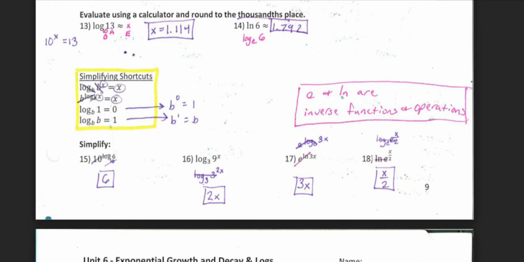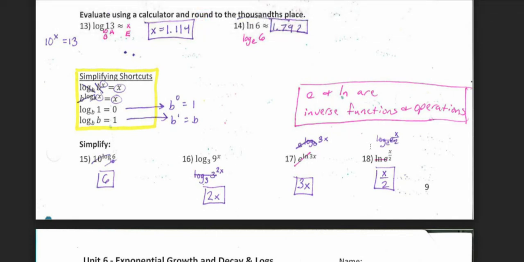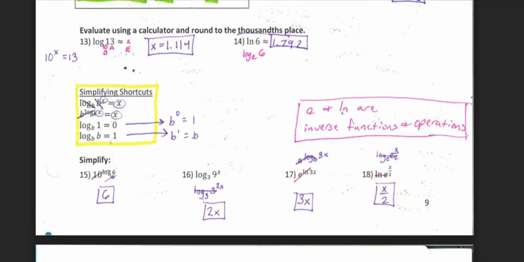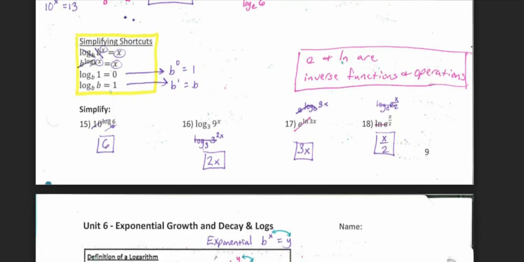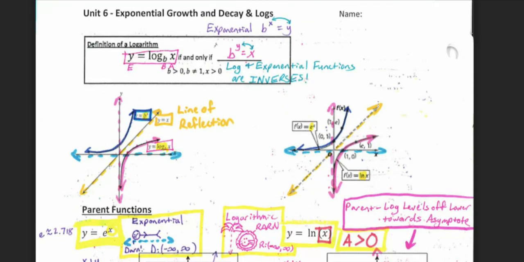Same with number 18. If I have natural log of e, that is the same as log base e of e. So just like my base is canceled out over here with the log, my base is canceled out there with the log, and we are left with x over 2. So that gives us some of those simplifying properties that we can use to make those log expressions a little bit easier. And folks, that concludes what we're going to be doing with Lesson D.